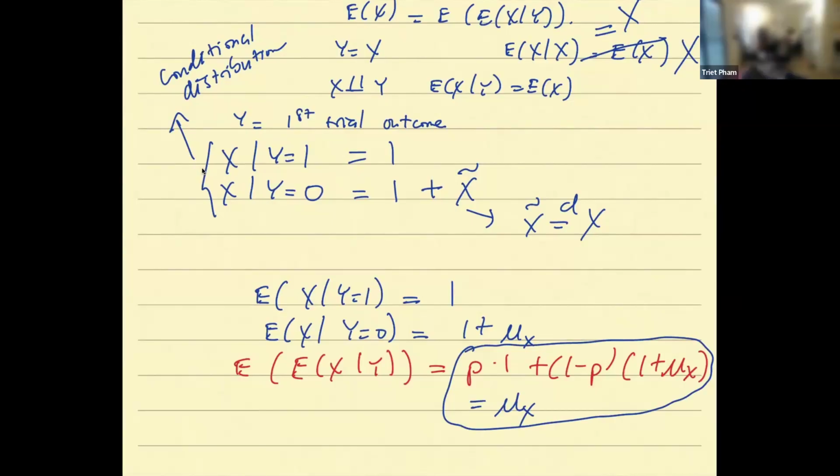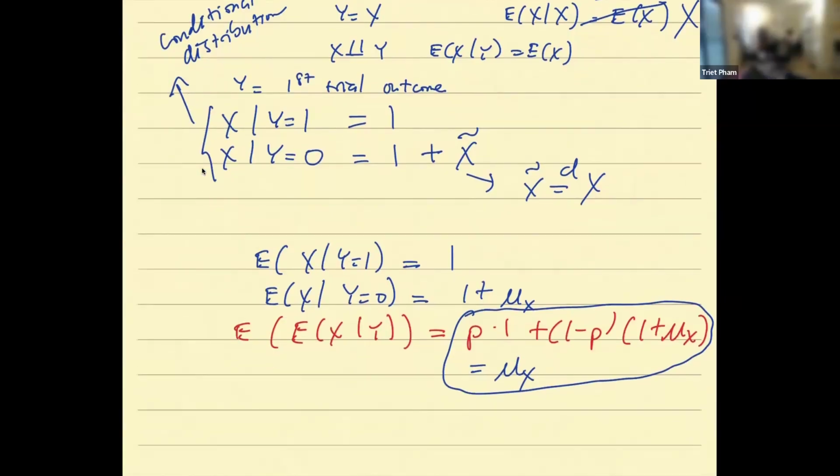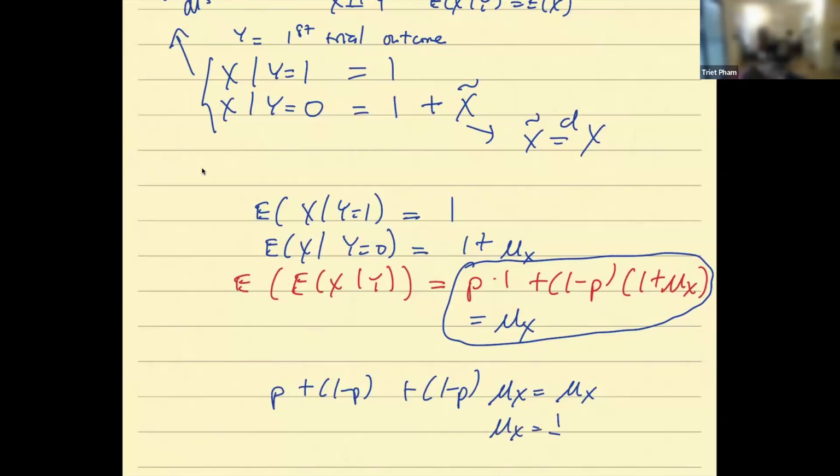All right. So here, to solve for mu X, notice if you combine this, the left-hand side, you get P plus 1 minus P, which is 1, and then plus 1 minus P times mu X is equal to mu X. It should be pretty evident that mu X is 1 over P. Okay, any question?